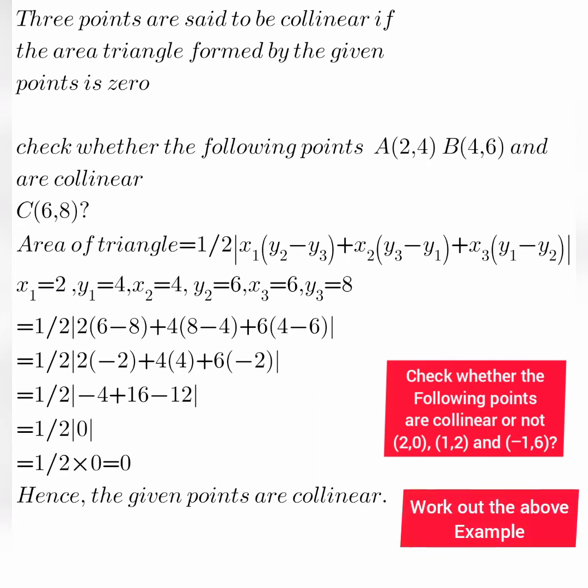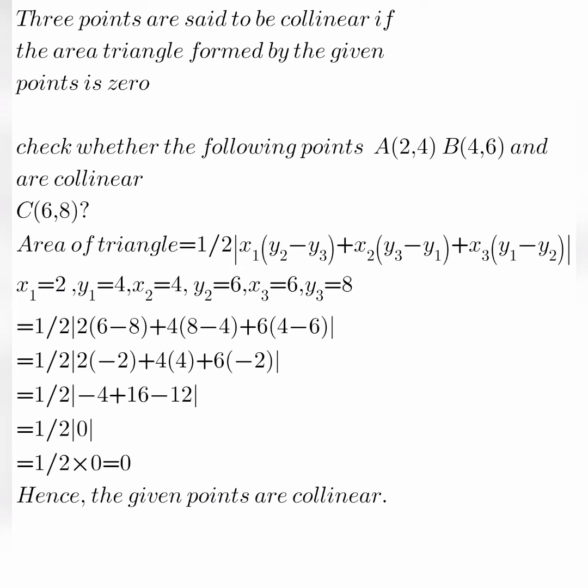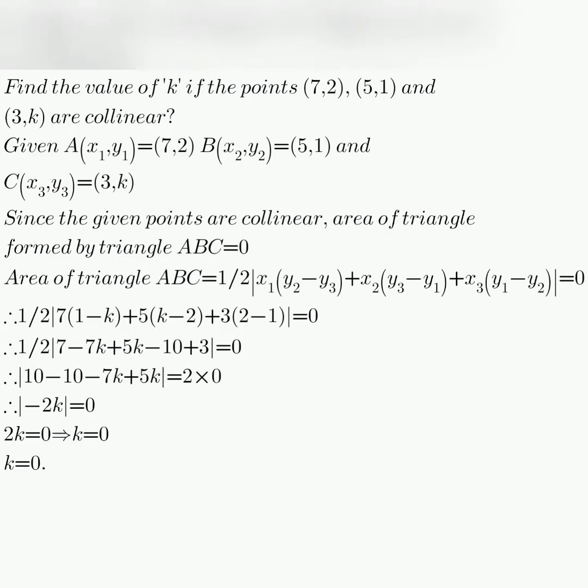Work out one more example. Check whether the following points are collinear or not. Find the value of k for which the given points are collinear, or find the value of k if the points (7, 2), (5, 1) and (3, k) are collinear.